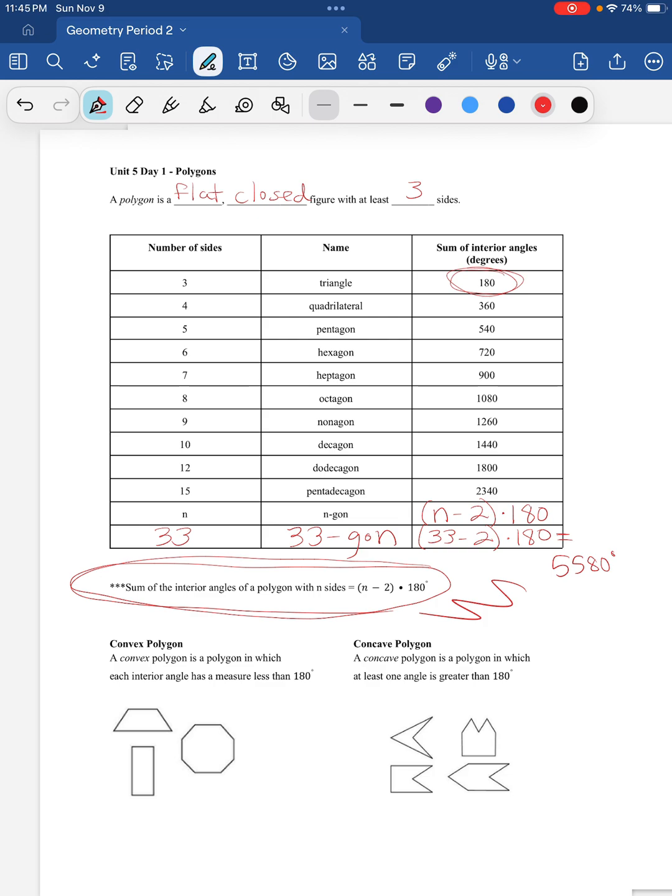A convex polygon is a polygon in which each interior angle has a measure less than 180. A concave polygon is a polygon in which at least one angle is greater than 180 in the interior. Here's how I tell them apart. I always say a concave polygon has one side of it that's sort of caving in, and you can see that in these diagrams over here. They each have a side that's sort of caving in, and so I use that to remember that it's a concave polygon. A convex polygon just looks more like your normal shapes like you're seeing over here.